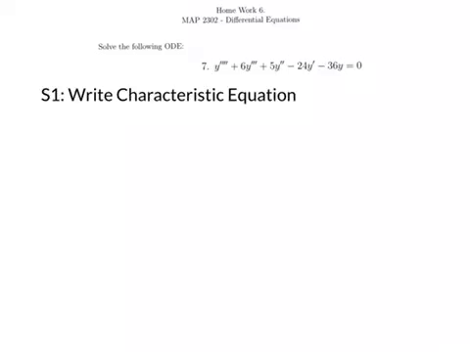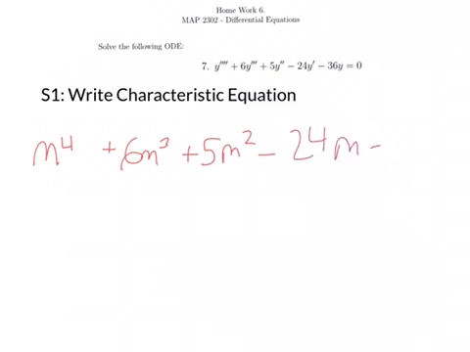So this is how I solved problem number 7 for homework number 6. The first step is to write the characteristic equation. We know that by looking at the original equation up here, and that gives us m to the 4th plus 6m cubed plus 5m squared minus 24m minus 36 equals 0. So this here is the characteristic equation.